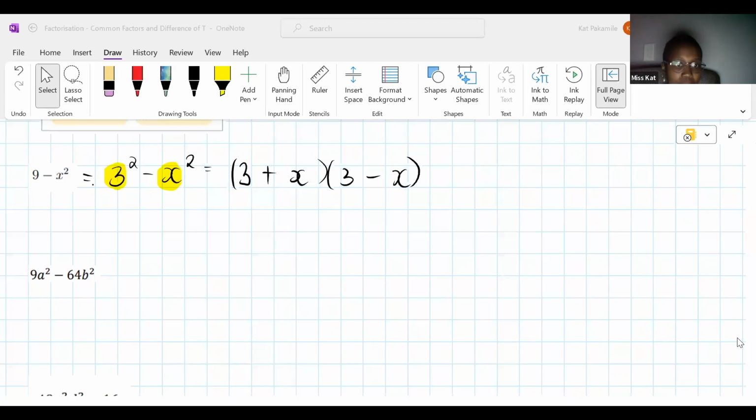Hi, ma'am. Ma'am, is it fine if I wrote x raised to 1 instead of just x? If I wrote x raised to 1 instead of just x. Yes, that's fine. That's fine.